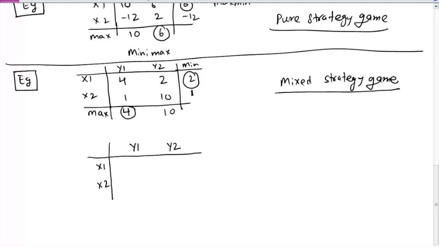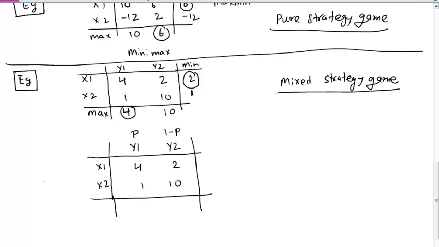And let's say player Y plays strategy 1 P times and strategy 2 1 minus P. The proportion of times strategy 1 is played is P, and the proportion of total times when strategy 2 is used by player Y is 1 minus P, so that the total is always 1. And the payoffs are 4, 2, 1, 10.